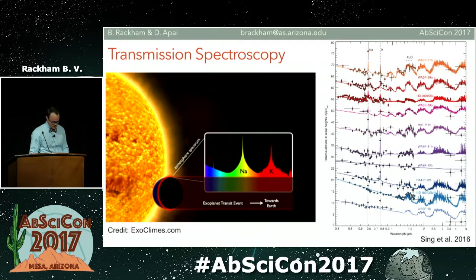And at all wavelengths, the planet will block out some light, and at some wavelengths, the exoplanet will appear larger, and the transit depth will be deeper because its atmosphere is absorbing or scattering light.